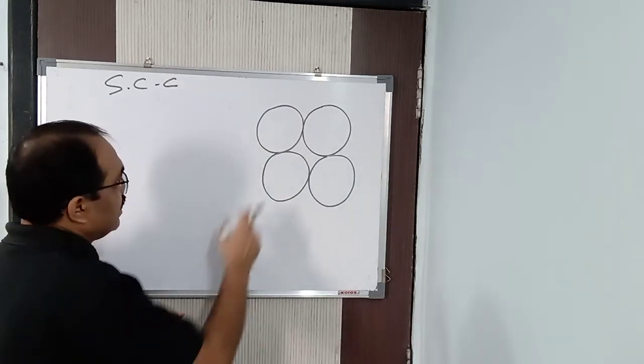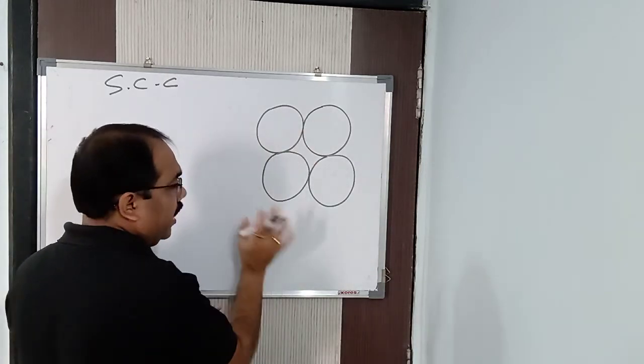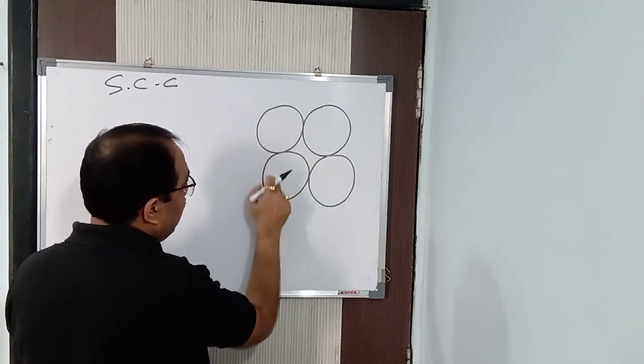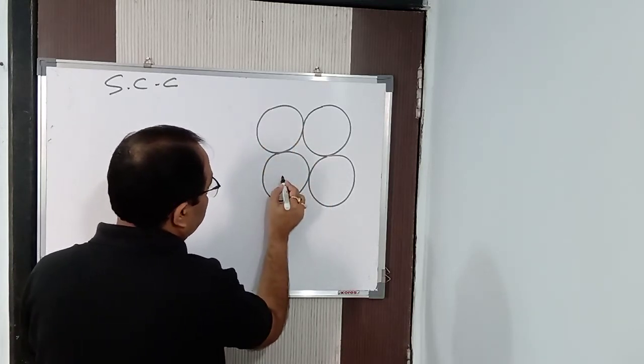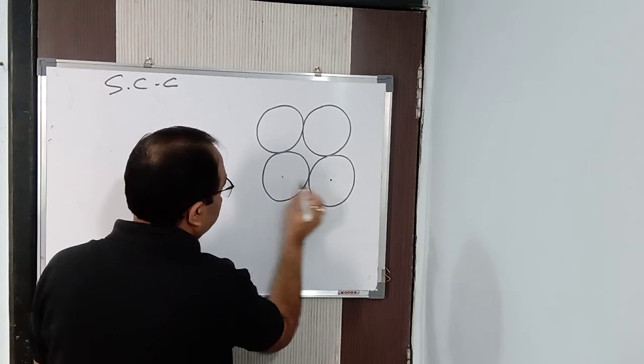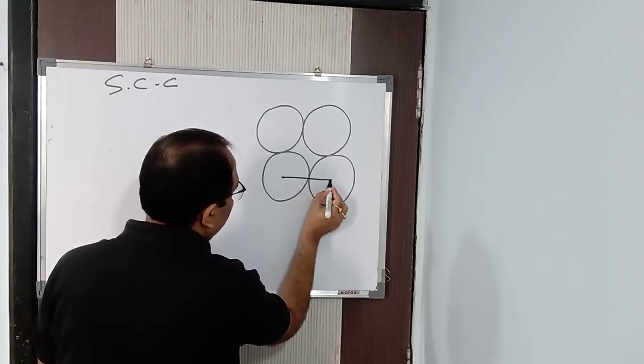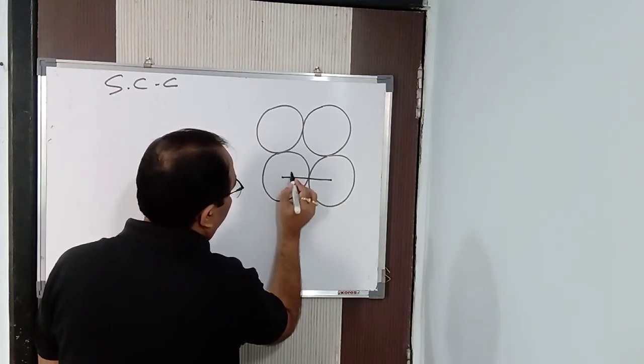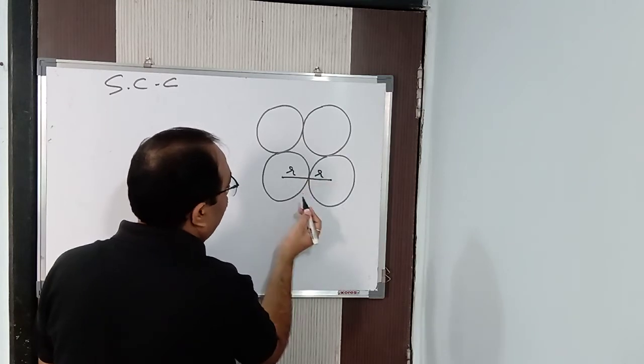So in case of SCC, that is simple cubic cell, and again I repeat, it is a primitive cell, the atoms at the corners are touching each other. You can see the atoms at the corner. Let us say this is the center of the unit cell. See, they are touching each other. Now the radius of the atom is r.